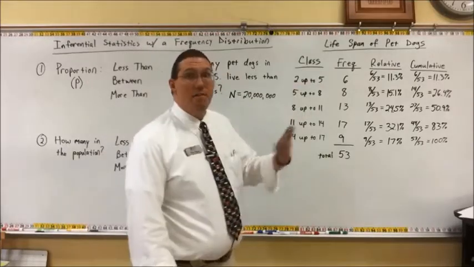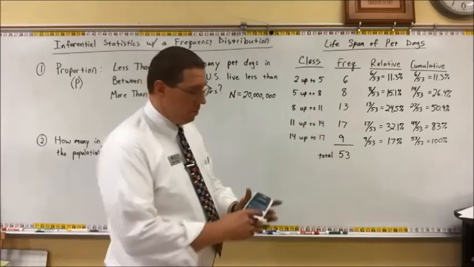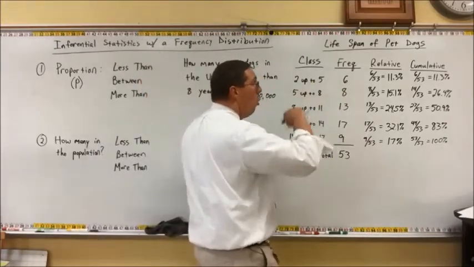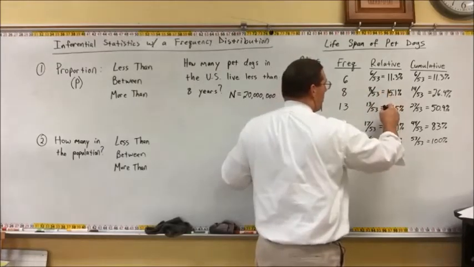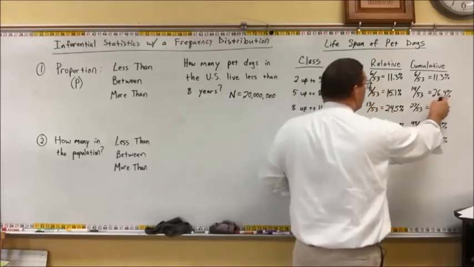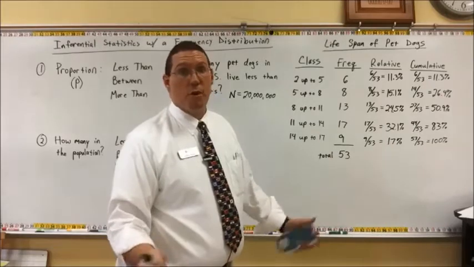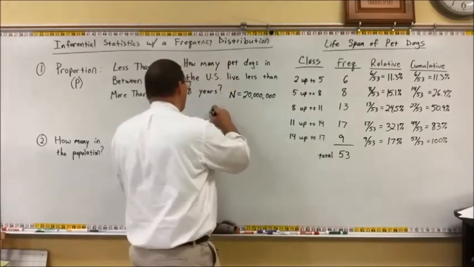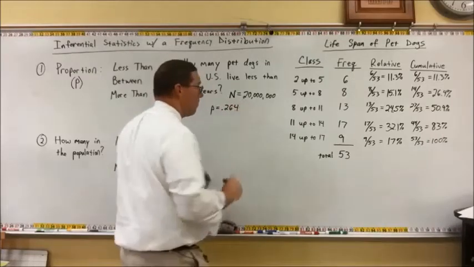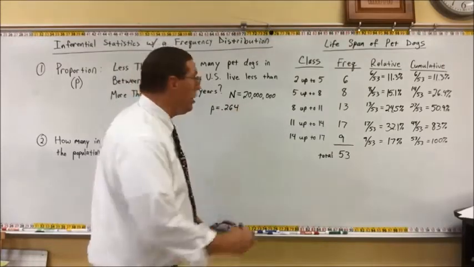Well, what classes fit in less than 8 years? 2 up to 5 is less than 8 years, and 5 up to 8 is less than 8 years. So we would do 6 plus 5 out of 53, or we would add 11.3% plus 15.1%, or we could just go to the cumulative distribution, and it's 26.4%. So the proportion is 26.4%, or we'll say P is equal to 0.264. Okay?